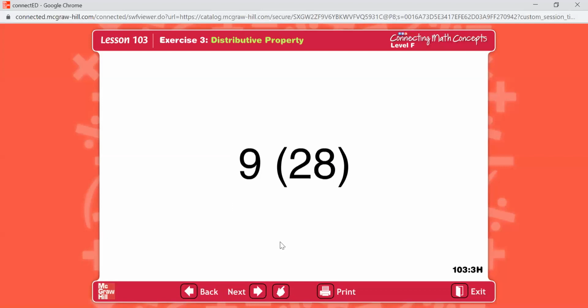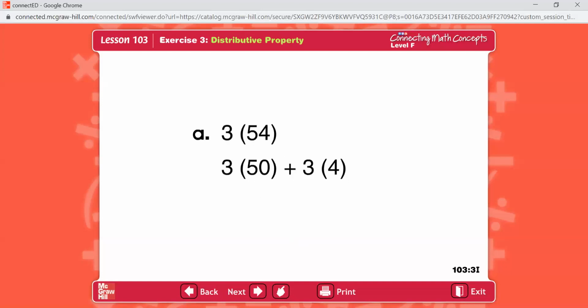Find part 2 in your workbook for practice. Problem A, you're going to complete the work for 3 times 54. The two problems you add together are 3 times 50 plus 3 times 4. Write those problems below 3 times 54, like so. This is what you should have. Now solve. 3 times 50 is 150. 3 times 4 is 12. 150 plus 12 equals 162.